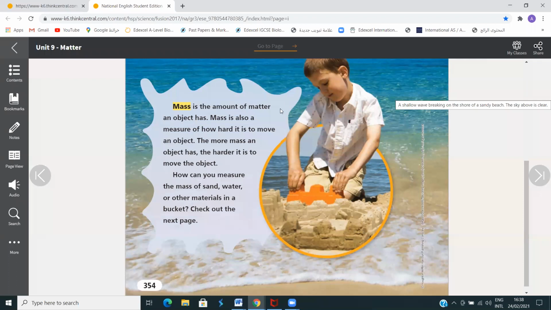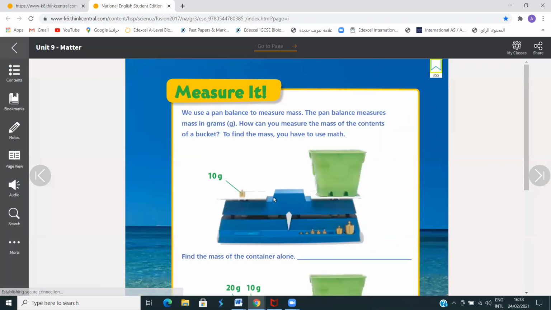You measure the mass of sand or water or any mass, my students, by using the balance here. We use the balance to measure the mass. The balance measures mass in grams.